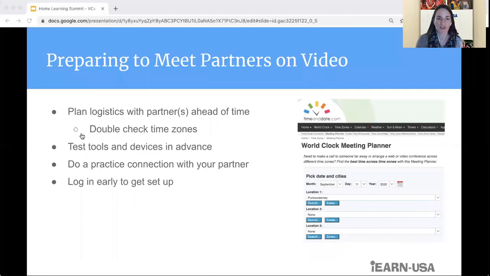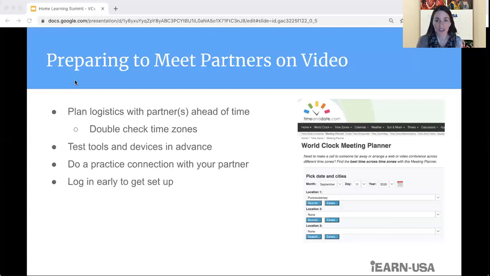We're going to take a quick look at some of the logistics for preparing to meet partners on a video conference. Most of this is very important to plan out way ahead of time, and to do a practice with your partners before you do the real live connection with your classes. I really recommend using a world clock time zone converter for double checking your time. Even just timeanddate.com, you can put in multiple locations and double check your time zones. I've made so many mistakes on time zones over the years, but when it comes time to connect your classes, you want to make sure you're all on time at the right time zone.